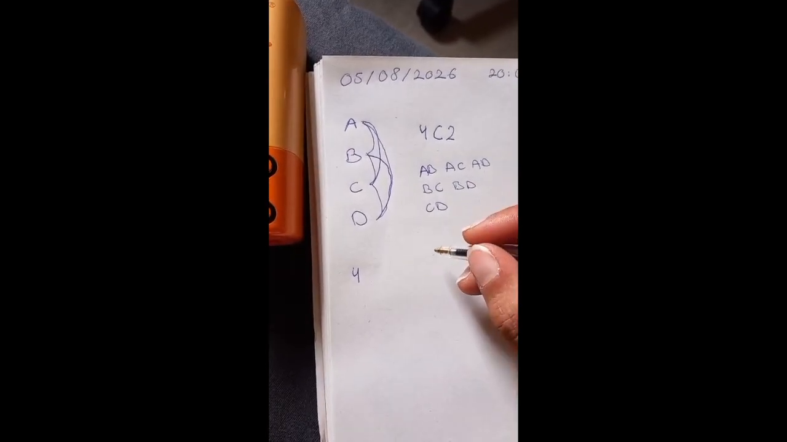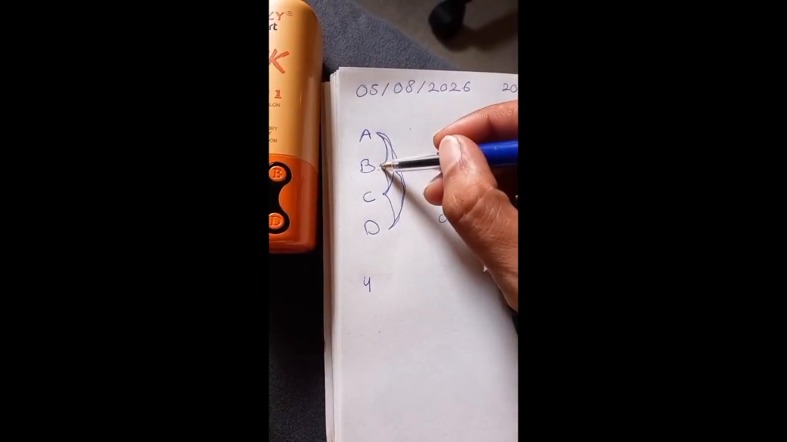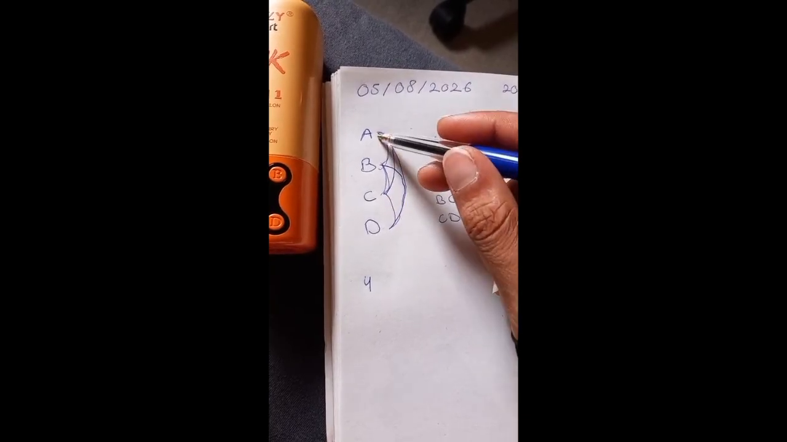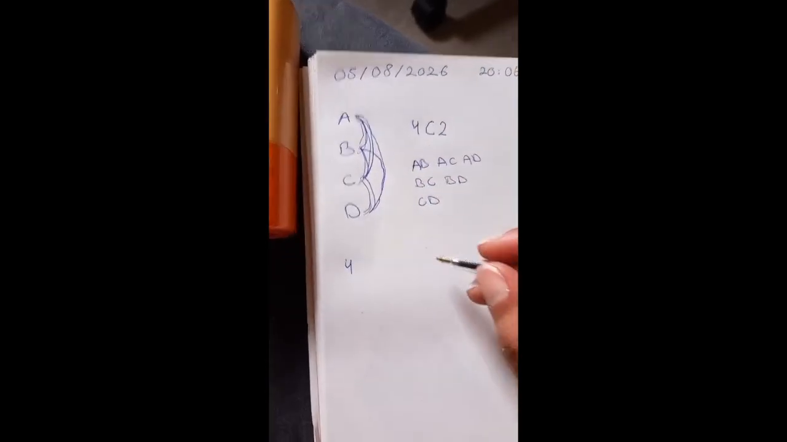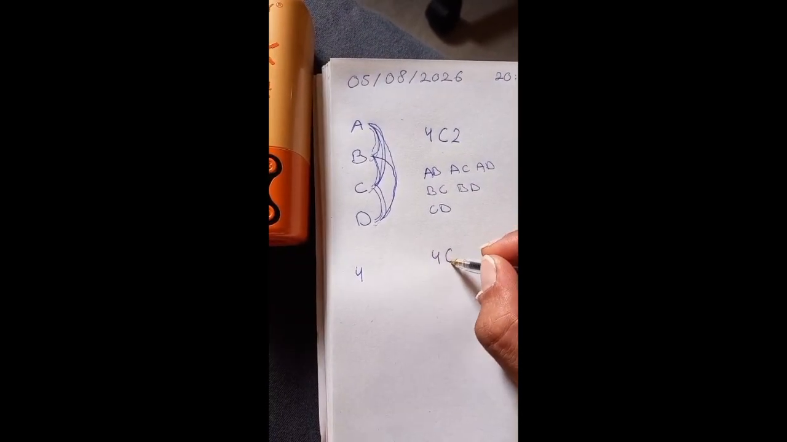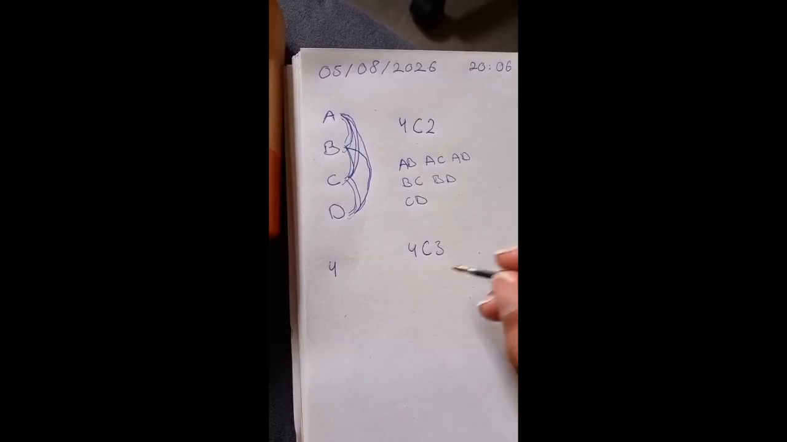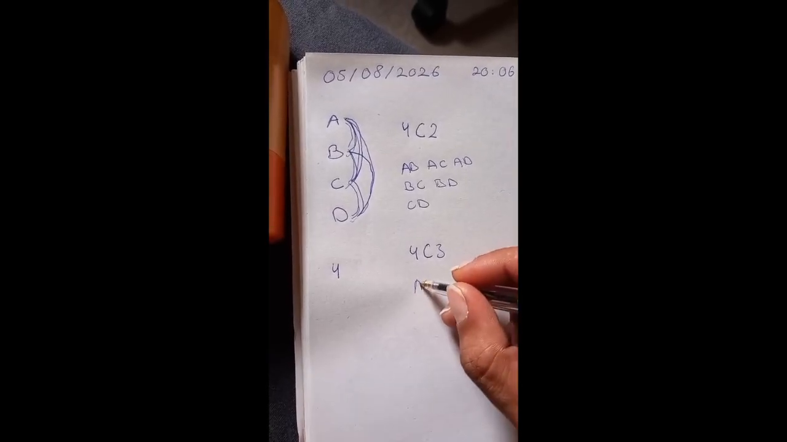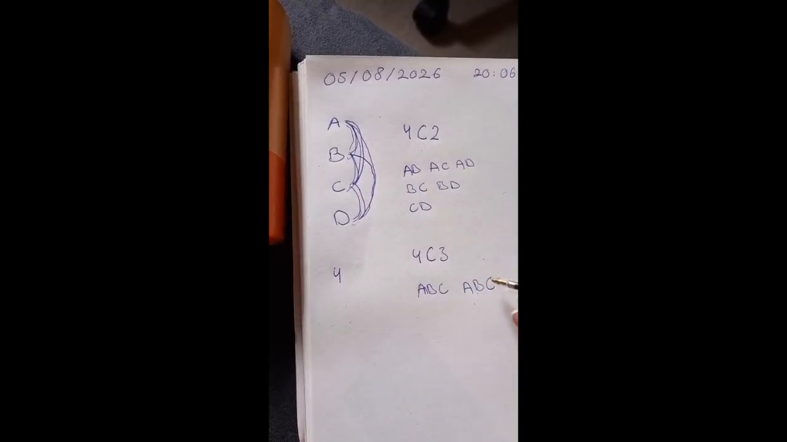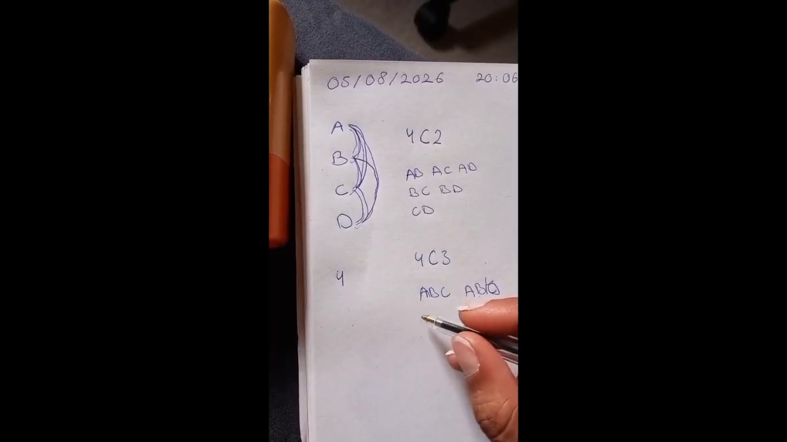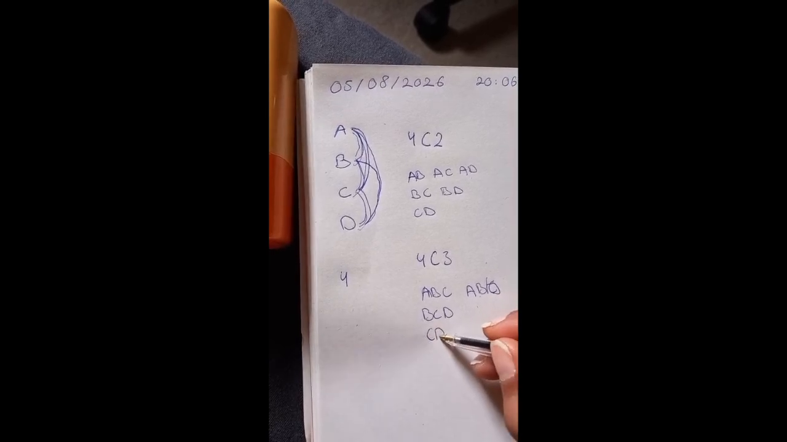And then you have the 3 combinations. So you have A, B, C, A, B, D, A, C, D, B, C, D. Then you just do 4 combination 3. You pick 3 out of the 4. And that can also only happen in 4 ways.